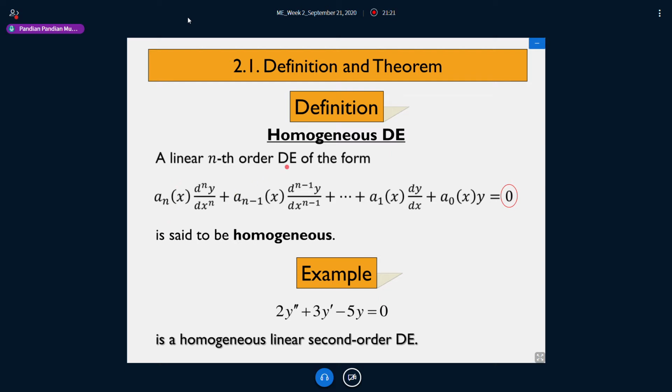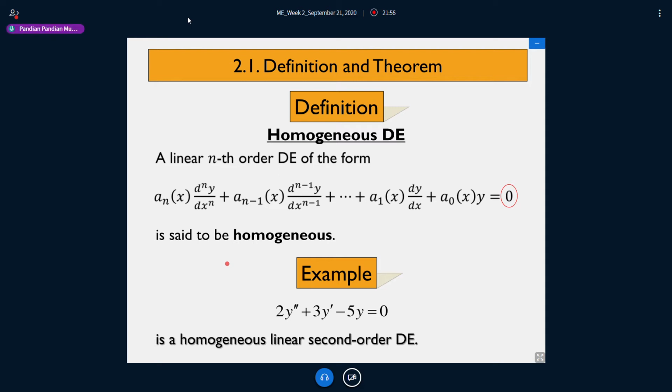So for this differential equation, you see the right hand side, in the beginning we wrote g(x). In this case, g(x) is 0, and that's why they put it in a circle. So a_n(x) d^n y/dx^n plus a_(n-1)(x) d^(n-1) y/dx^(n-1) plus ... plus a_1(x) dy/dx plus a_0(x) y equals 0 is called a homogeneous differential equation.